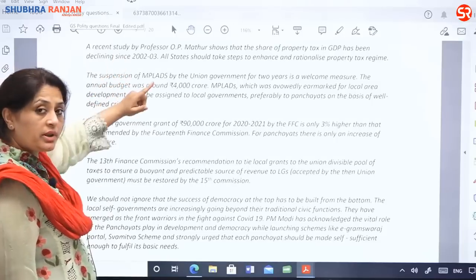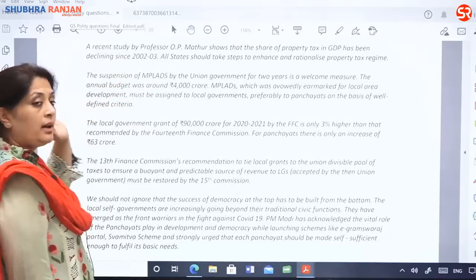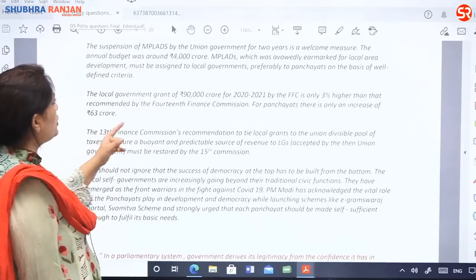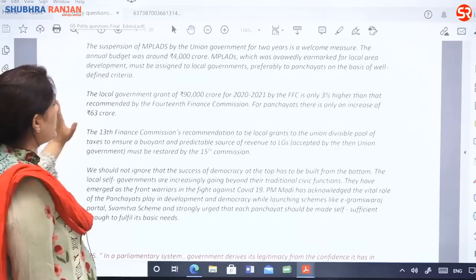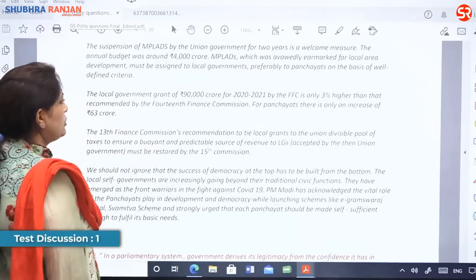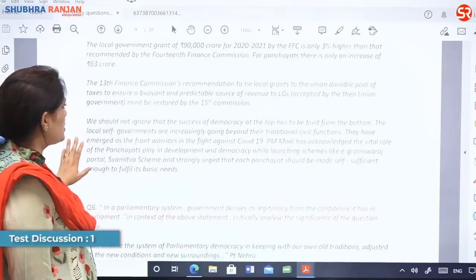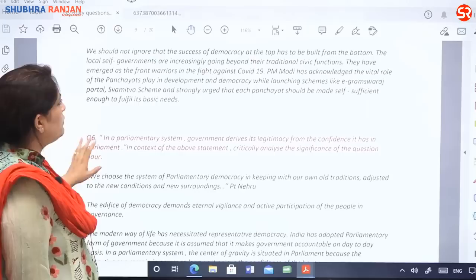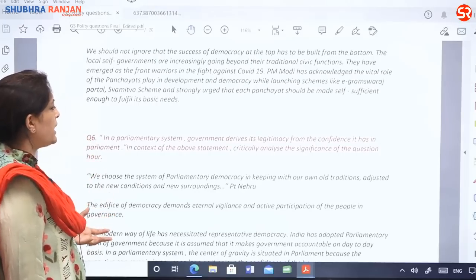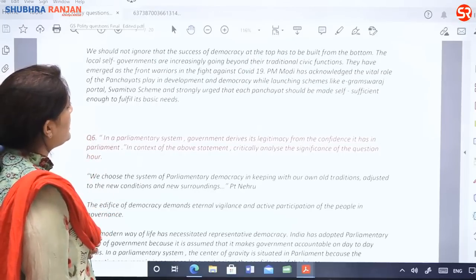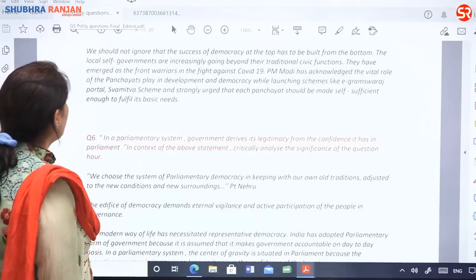This problem was even mentioned in economic survey. Refer the government document. Suspension of MPLADS for 2 years is a welcome measure, but this fund should be assigned to local government. Then 15th Finance Commission should increase the allocation. We should not ignore, you should also write some concept. We should not ignore that the success of democracy at the top has to be built from the bottom.